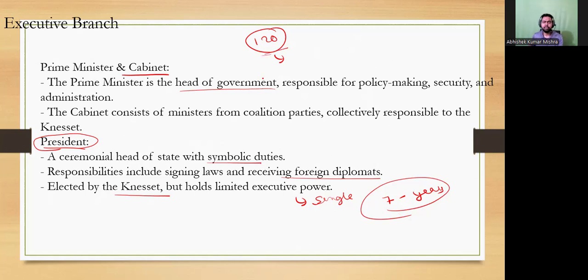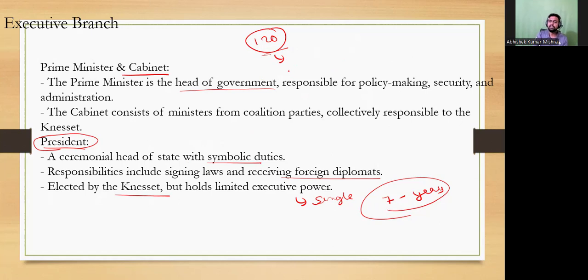Also, talking about the prime minister and cabinet, who is the prime minister? The prime minister is the leader of the coalition, because no specific or particular party in Israel can form its own government due to proportional representation. Proportional representation in such a diverse society like Israel results in elections where no political party is getting a clear majority.